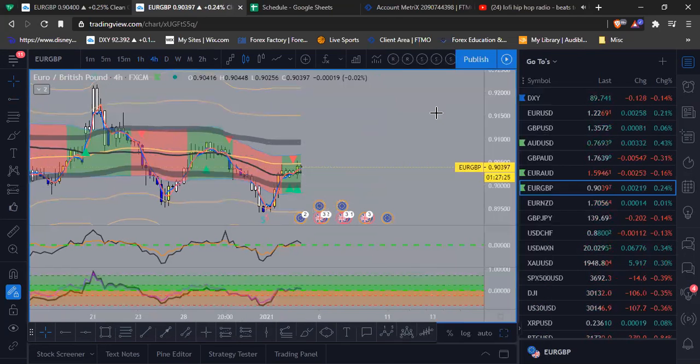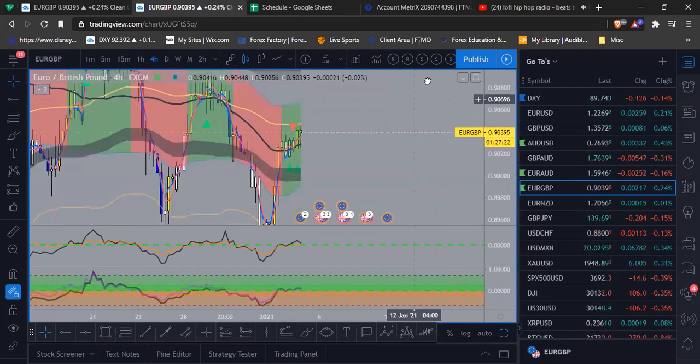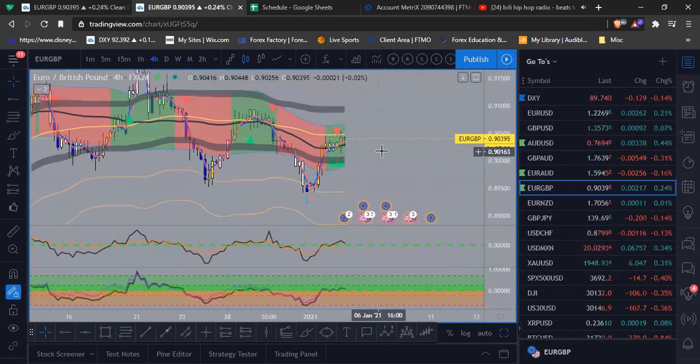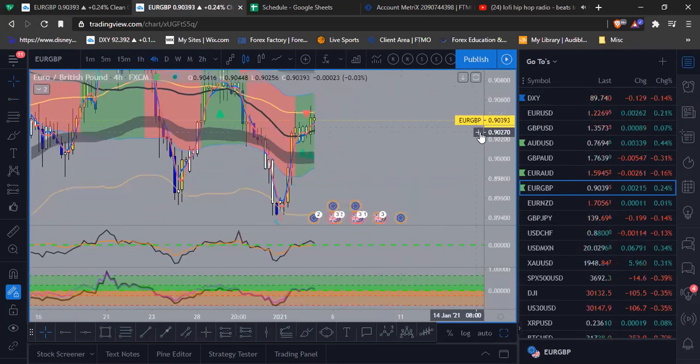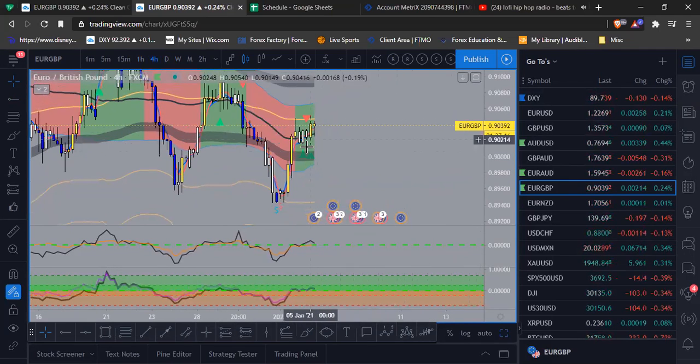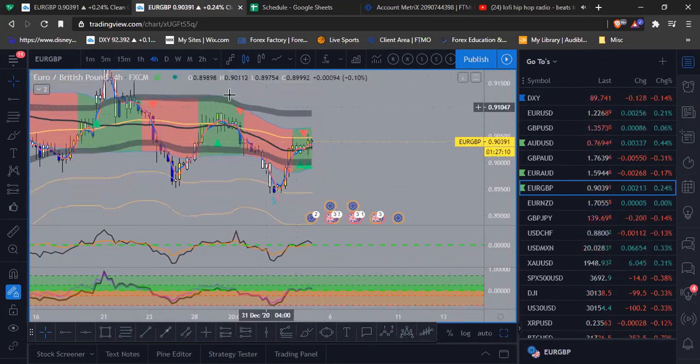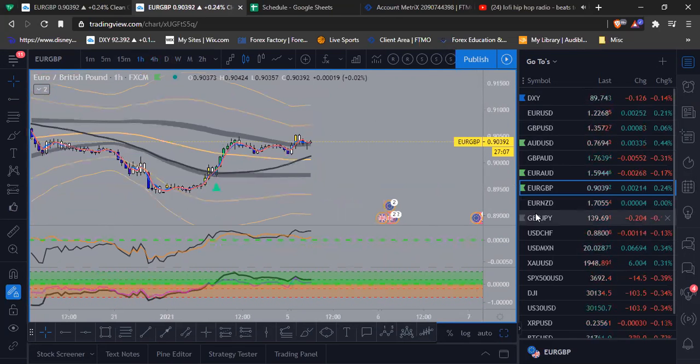Get all this stuff out of here. So on the 4 hour, this makes me not like this at all. It's literally breaking and retesting this 4 hour RSI line. So that makes me also think that this could continue to the upside.